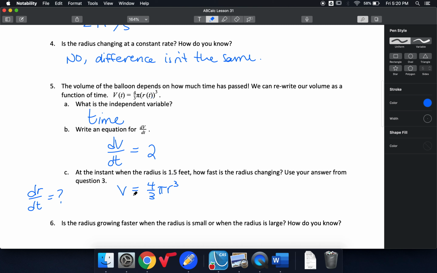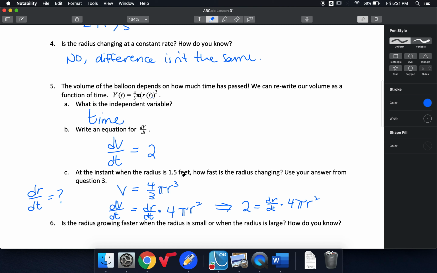I want to find the derivative of this with respect to t. So dV/dt is what I have on my left side. My right-hand side is going to be chain rule. So derivative of r with respect to time, that's my inside, that's my dr/dt, which I don't know. And then derivative of the outside, 3 times 4/3 is 4 pi r squared. Well, I know dV/dt. That was something I had earlier, so I can plug that in. 2 equals dr/dt times 4 pi r squared.